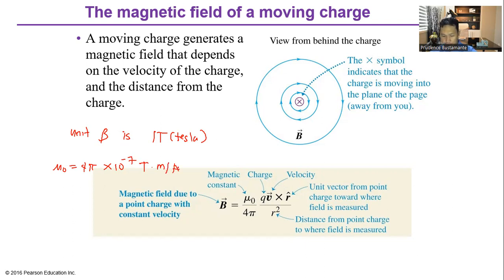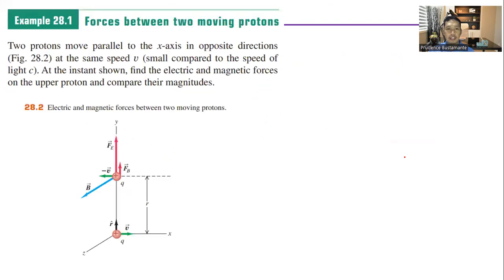You can also use this relationship where c squared is equal to 1 over epsilon naught mu naught. So what do we call this constant actually? The mu naught, that's the constant. We call that one the magnetic constant.